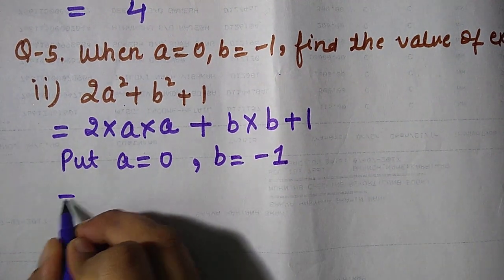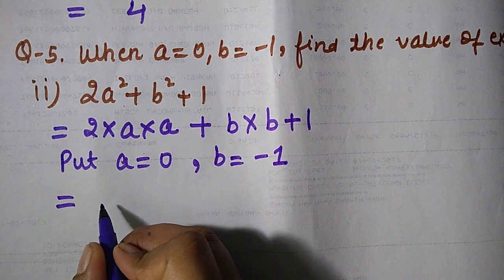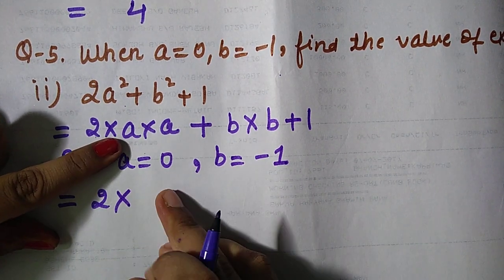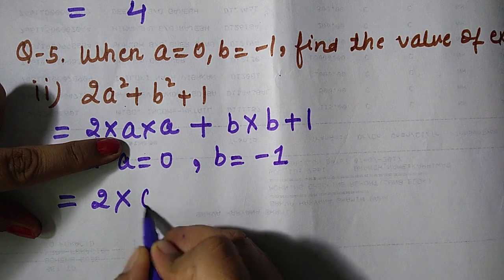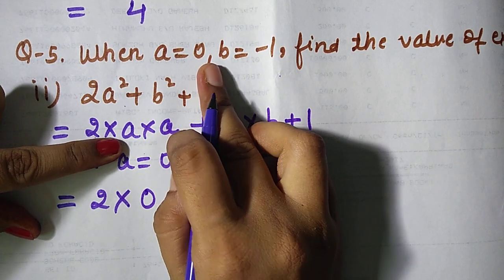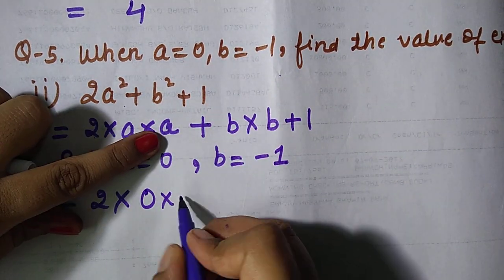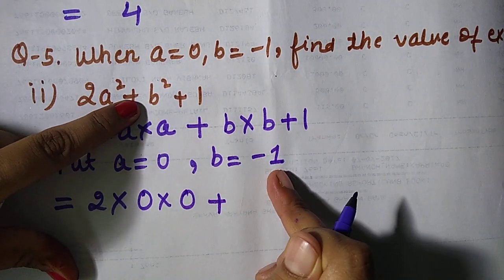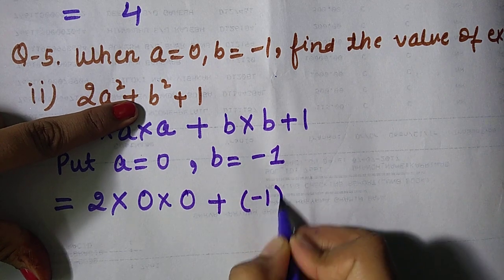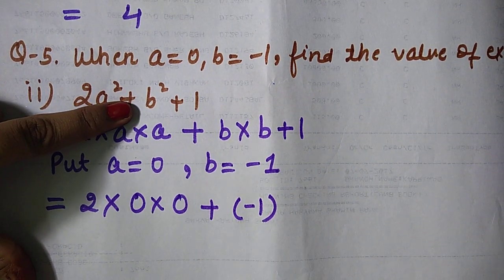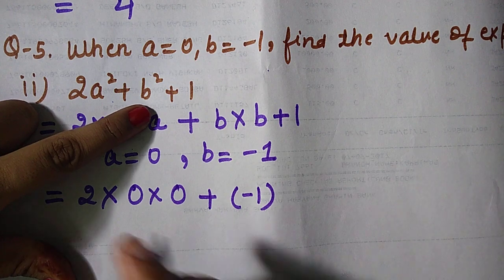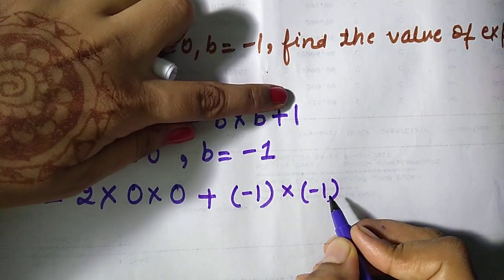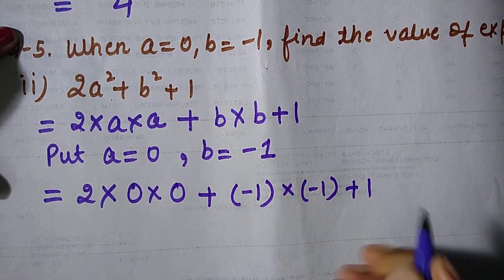So what will you get? It will remain same 2 because this is given as 2 into a. In place of a you will write 0 because the value of a is given to be 0. Again a is coming, so I will write 0. Then plus, in place of b you will write minus 1. Whenever minus is present, write it in bracket. So again in place of b I will write minus 1, then plus 1, which will remain same.